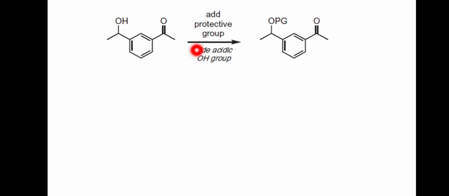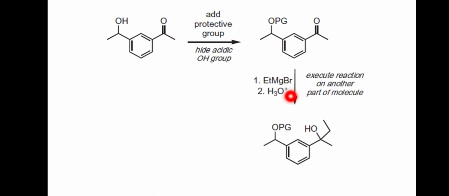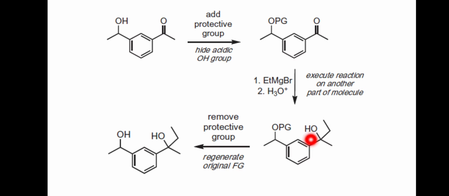First you add a protecting group at the functional group that you don't want to react. I don't want the alcohol to react, so I protect the alcohol. Then I do the Grignard addition. Ethyl magnesium bromide will add at the ketone, and I will get the tertiary alcohol. After the reaction at the desired site is done on the other part of the molecule, you remove the protecting group. So in this video we are going to see the different protecting groups for alcohols and how they are removed, that is, how the deprotection takes place.